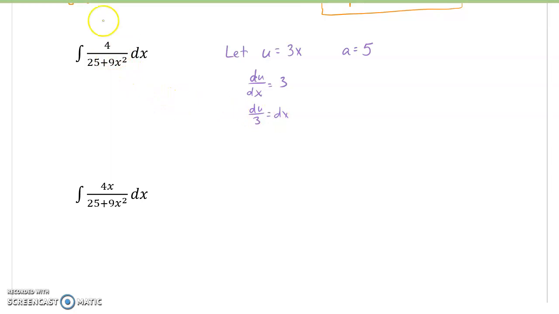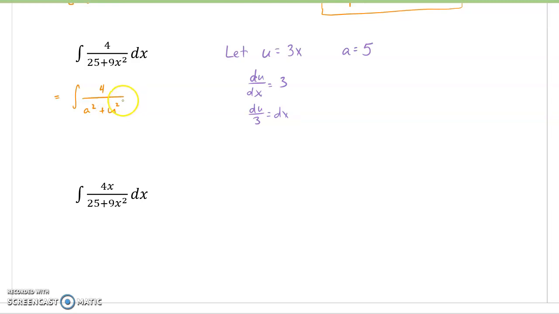So we're going to go ahead and rewrite this. The 4 is just a constant, we'll just leave that there. 25 is the same thing as a squared, right? a is 5, so a squared is 25. And 9x squared is the same thing as u squared, because when you square 3x, you get u squared, or 9x squared. dx is the same thing as du over 3.